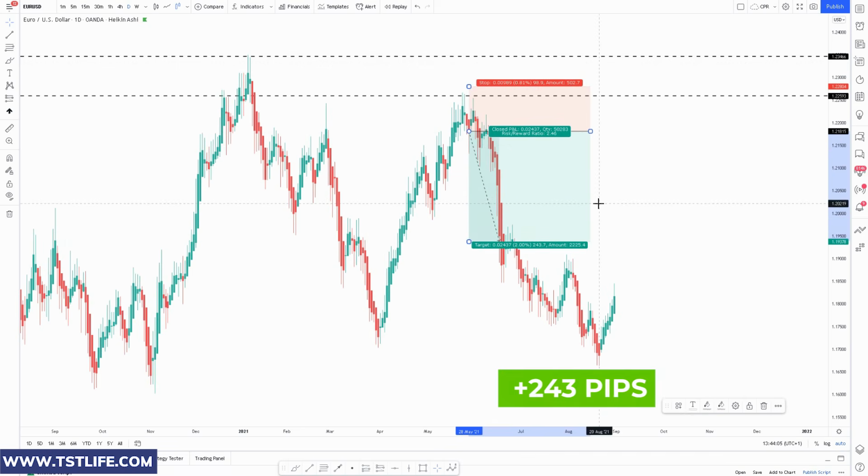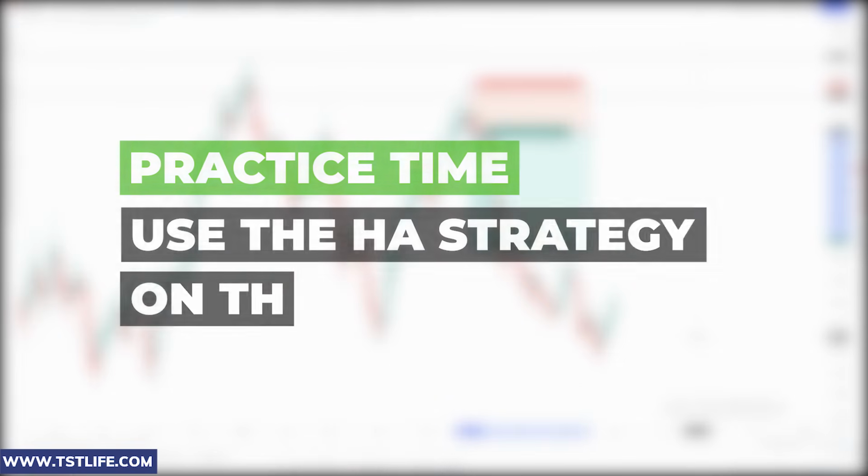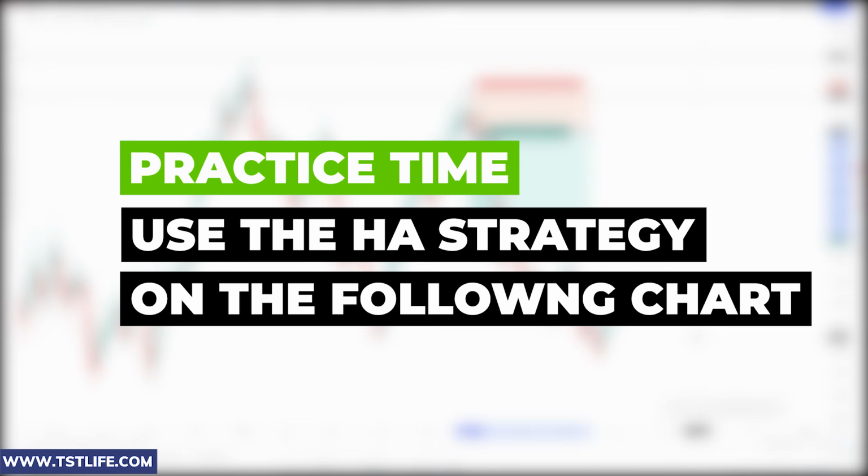Now it's time to practice this trading strategy. I'll let you look at the chart and try to locate some possible trades that we can take using the Heikin Ashi trading strategy we discussed today. Let us know about your performance in the comments section. Alright, let's begin now.